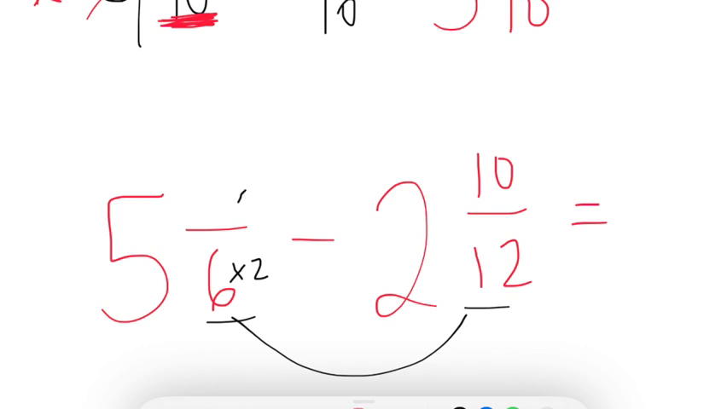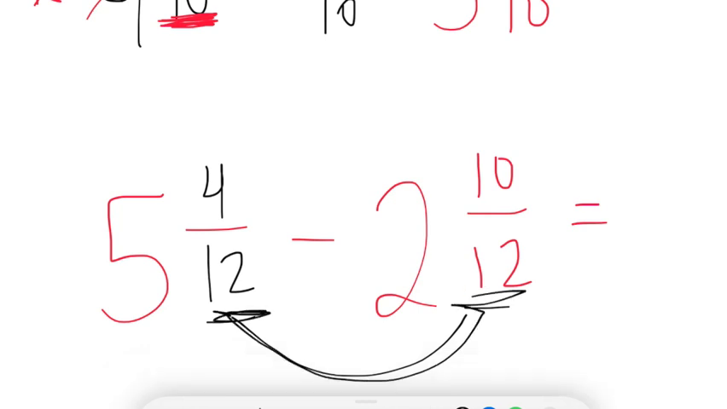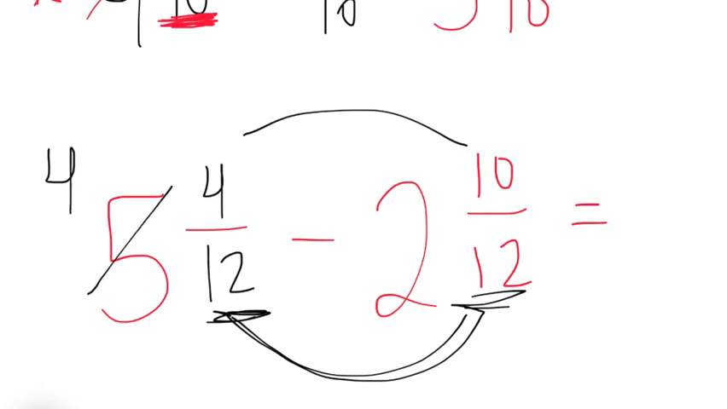So 2 times 2 is going to give me 4. And 6 times 2 is going to give me 12. So now can I? Yes. Why? Because my denominators are now the same. Now taking our second look at this, I look to subtract my numerators. I cannot take away 10 from 4. I don't have enough. So I borrow. I'm going to borrow from this whole number of a 5 and make it a 4.